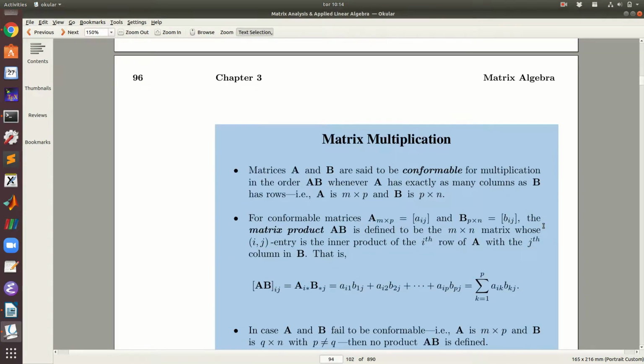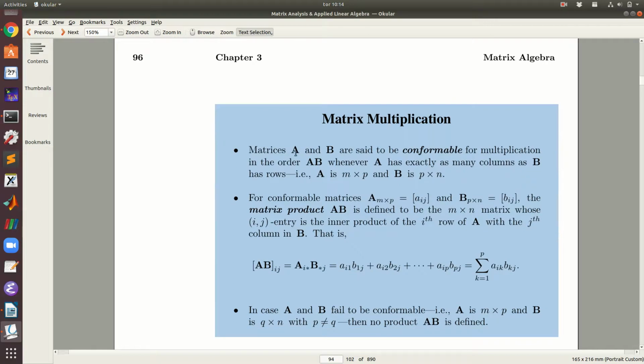So we would like to define some more details on matrix multiplication. If we have matrices A and B, they are said to be conformable for multiplication in the order AB, A times B, whenever A has exactly as many columns as B has rows, i.e. the number of columns of the first matrix should be equal to the number of rows of the second matrix. So A has M rows and P columns, while the matrix B has P rows and N columns. We see that the number of columns of the first matrix equals the number of rows of the second matrix. Therefore these two matrices are conformable, meaning they are compatible for multiplication.